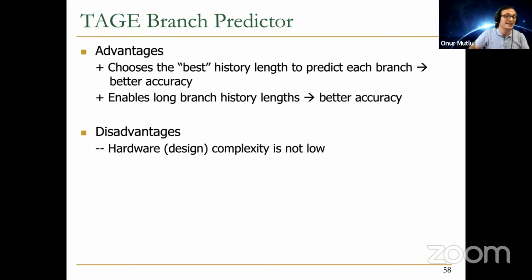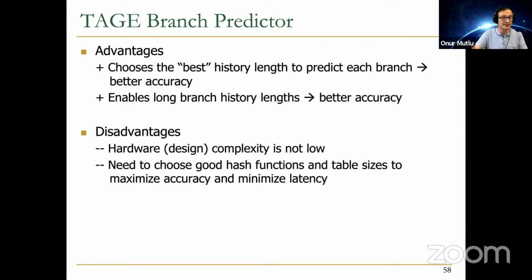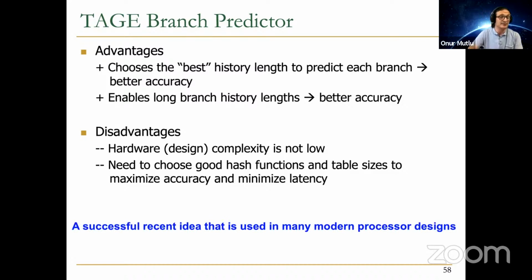The disadvantage is hardware design complexity is not low. Maybe not as high as perceptron, because you don't do multiplications over here. You just have table accesses, but still it's not no. And you need to actually be very careful in the design. You need to choose a very good hash function and table size to maximize accuracy and minimize latency in this case. But this is a successful recent idea that's actually used in many modern processor designs.